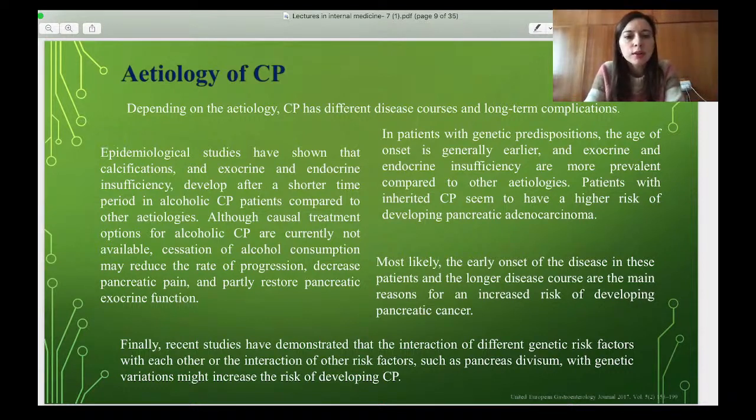And finally, recent studies have demonstrated that the interaction of different genetic risk factors with each other, or the interaction of other risk factors such as pancreas divisum with genetic variation, might increase the risk of developing chronic pancreatitis.